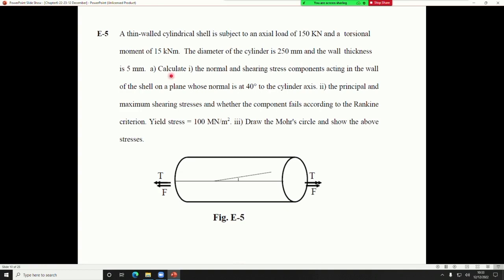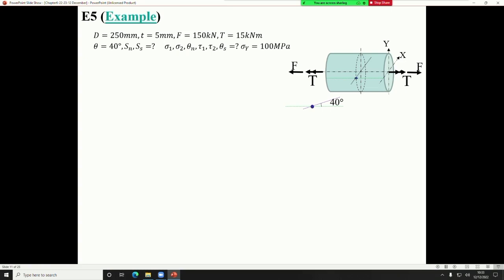The problem is asking us to calculate the normal and shearing stress components acting in the wall of the shell on a plane whose normal is at 40 degrees to the cylinder axis. Then we need to find the principal and maximum shear stresses at that position and whether the material fails according to Rankine theory. The yield stress is given, and the other requirement is to draw the Mohr diagram showing the above values. In the next slide, I've included all the data given and the requirements. And this is the inspection point.